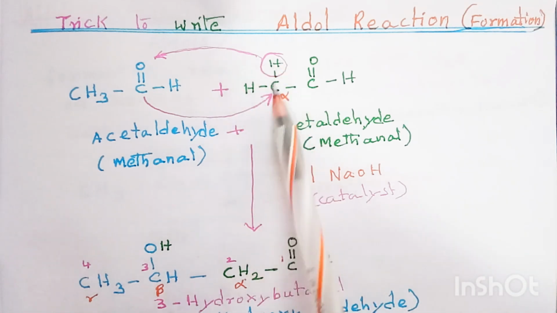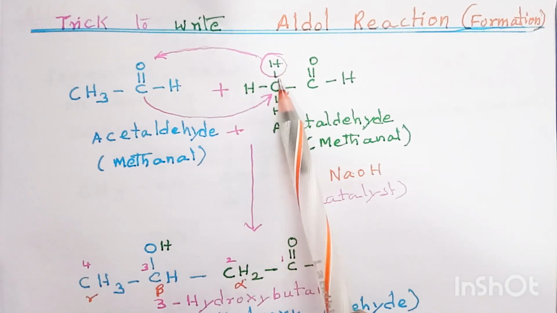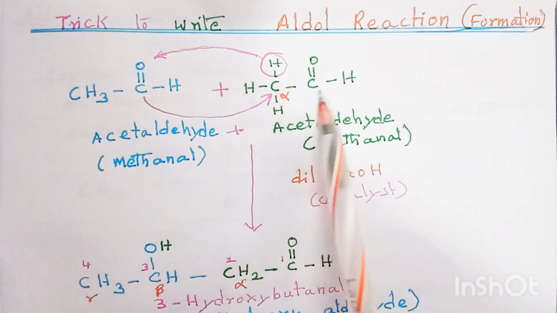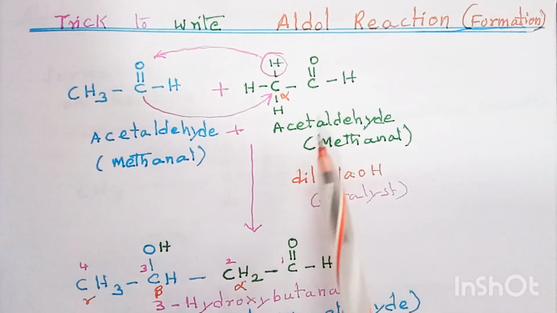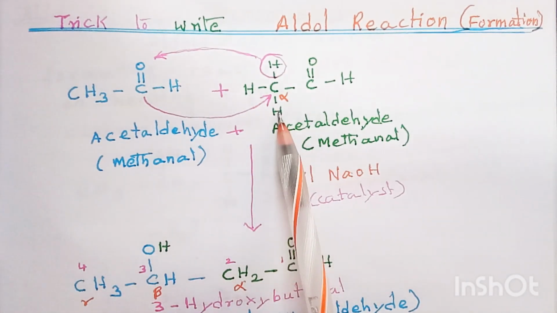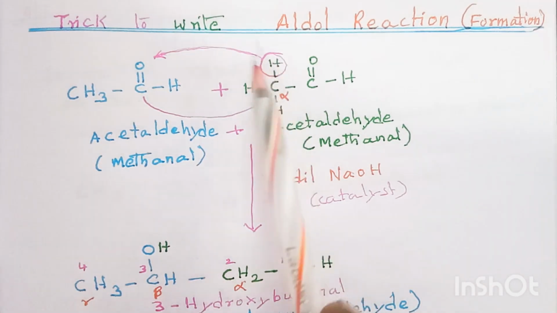CH3 is written as CHHH for our convenience, so that we can show the reaction. This H and this H and these 3 H's are alpha hydrogens.